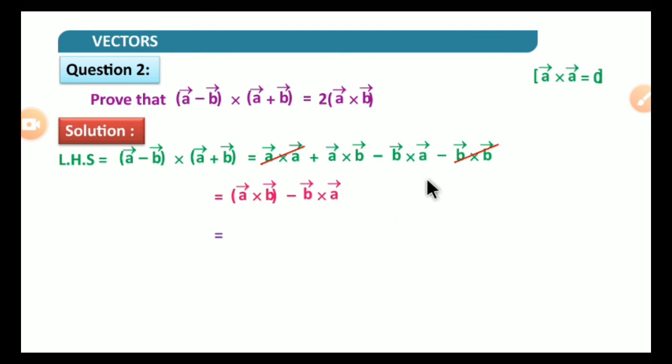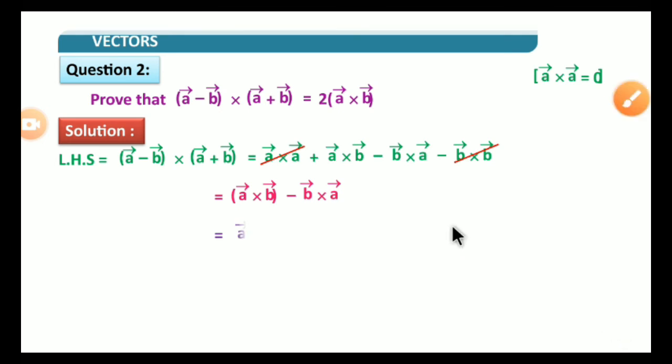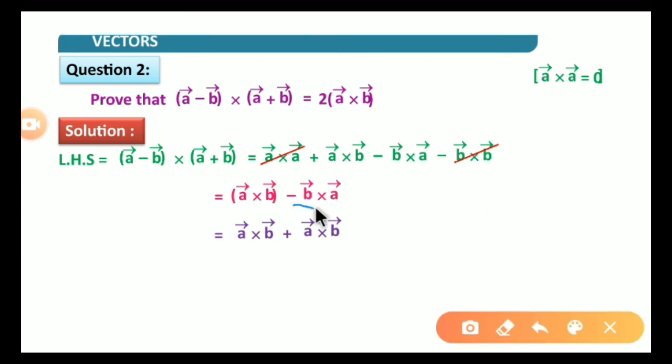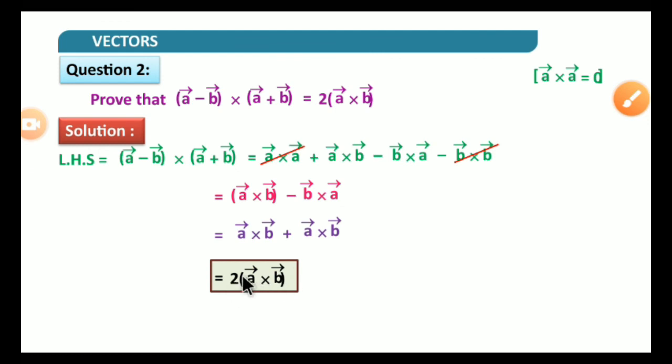And students, see here, this minus B cross A is equal to plus A cross B by the definition of cross product. Therefore, A cross B plus A cross B, because minus of B cross A is always equal to A cross B. Therefore, it will be equal to 2 times A cross B, because these two are similar products. So the final answer will be 2 times A cross B.